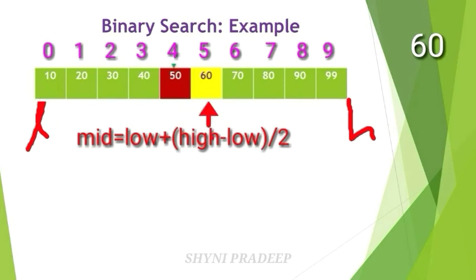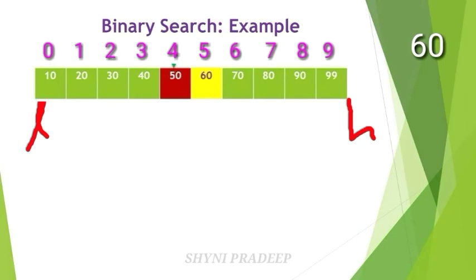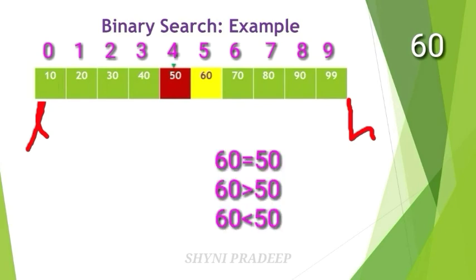But your search element is 60. So here you have to check 3 cases. What are they? First case is the search value 60 is equal to 50. Second case is the search element is greater than 50. And third case is the search element is less than 50. You have to check these cases.